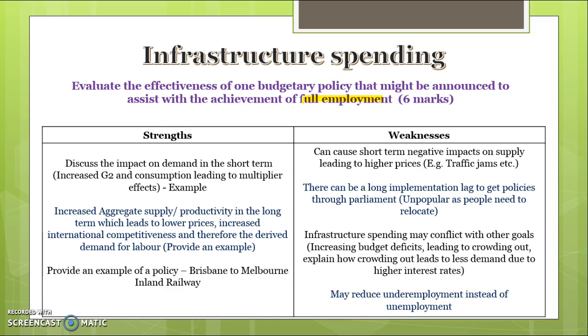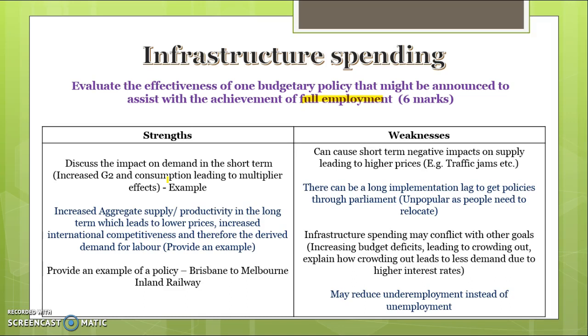So the strengths for infrastructure policies for boosting employment is you've got both the short and the long-term benefit. So in the short term, you've got that increase in demand, which should lead to increased G2 spending. It also leads to increased consumption because it creates jobs. You could use the example to flesh out your answer talking about the Melbourne to Brisbane Railway and how that's created 16,000 jobs in the short term through the construction phase.